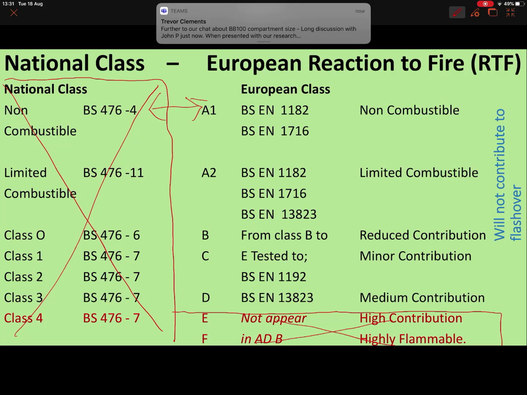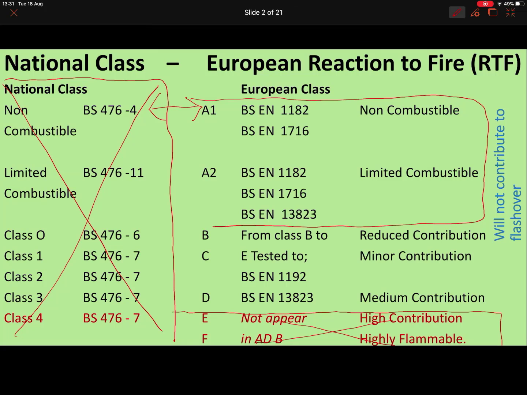And what we can do is split them into 2 groups. We can split them into that group there, and we can split them into that. So we can split them A1, A2, and we can split them B, C and D. And effectively there's 2 tests for each one, with 1 test floating between the 2, which is the 13823 test, the single burning item test.